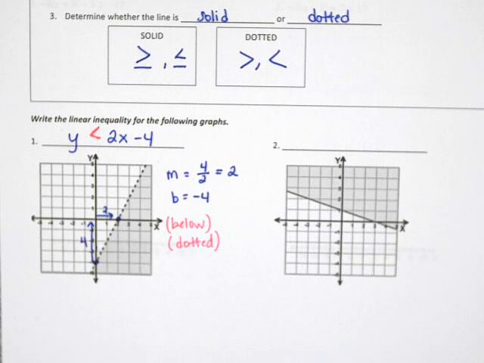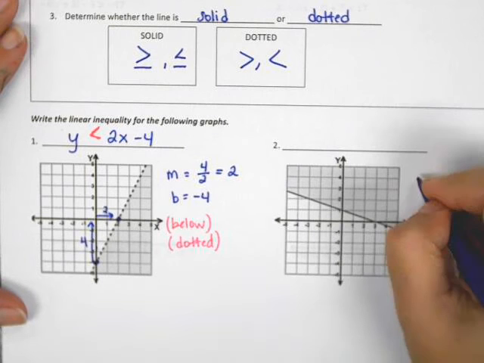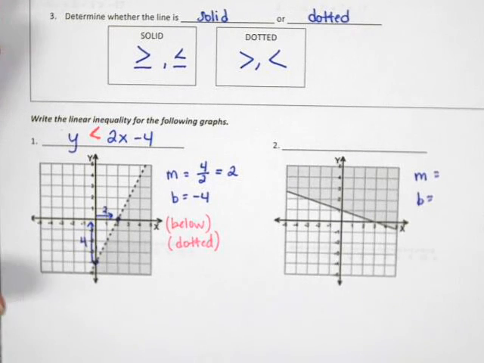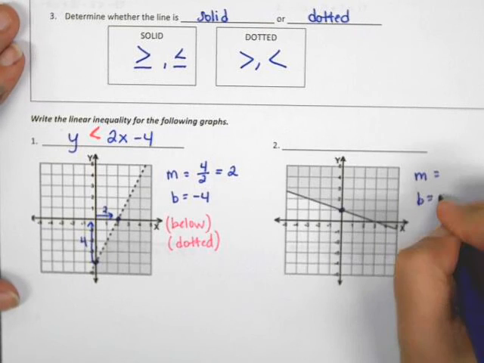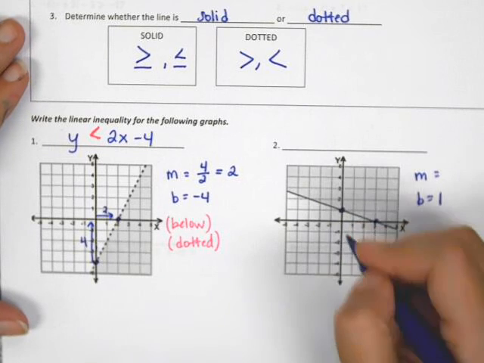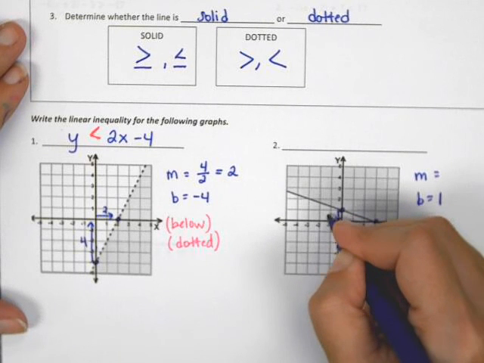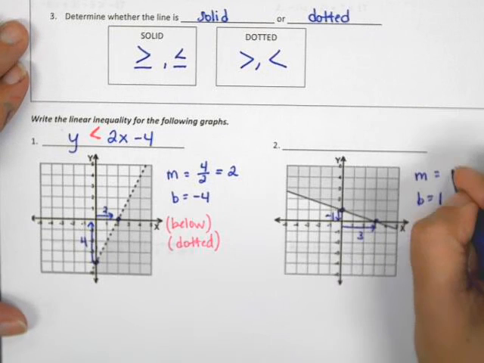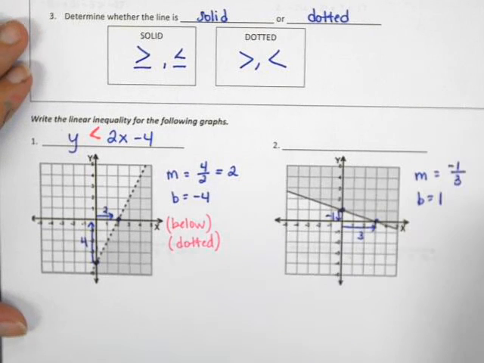Let's try another one. So, problem number 2. We need to find the m and we need to find the b. I think the b is the easier part here. It crosses nicely at the +1. Another nice point would be the x-intercept. So I would go down 1, right 3. So -1 over 3.